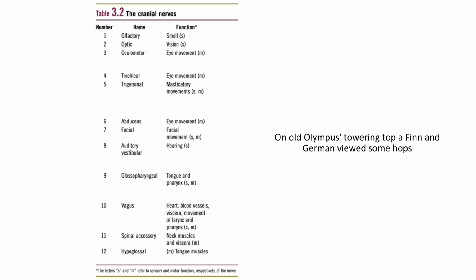Then my favorite one is the vagus nerve. This one is important for controlling your heart rate, your blood vessels, your viscera, and movement of your larynx and pharynx, and it is both sensory and motor. The 11th one is the spinal accessory. It's important for neck muscles and your viscera, and it is motor. And then the last one is the hypoglossal. This one is for your tongue muscles, and this one is also motor.